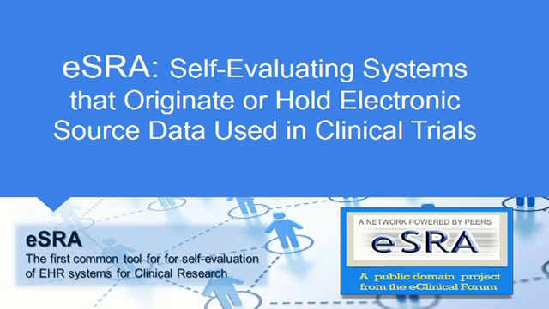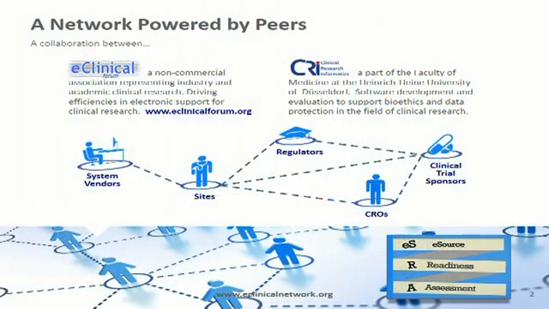This short video will describe the process for using the eSource Readiness Assessment Checklists, otherwise known as eSRA, which are available from the eClinicalNetwork.org website. These assessment checklists allow you to self-evaluate the compliance of a system holding electronic source data used to support clinical trials. An example of such a system is an electronic health record system. When these systems hold source data used for a clinical trial, they should meet good clinical practice requirements.